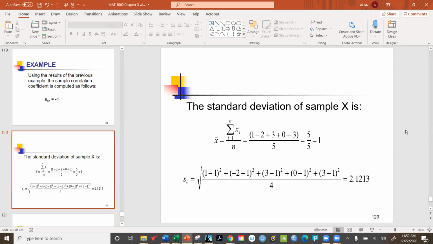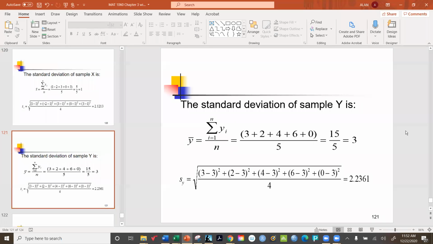Then we'll do the same thing for Y. All right. We already calculated that Y bar is 3. Now we go through the entire set of values of Y. In each case, we subtract 3, we square the result, and we divide by 4 before taking the square root. This one is very similar.